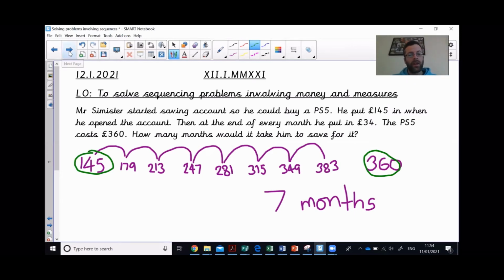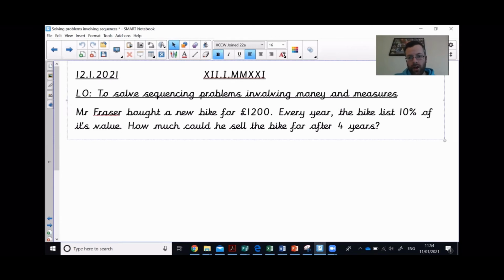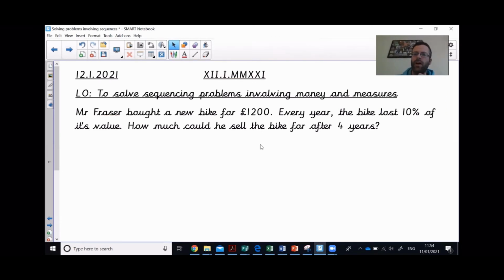So, final question. Mr. Fraser bought a new bike for £1,200. He was buying a fancy bike, wasn't he? Whew, Mr. Fraser. Every year, the bike, spelling mistake by me, lost 10% of its value. How much would he sell the bike for after 4 years? So again, it's a sequence.